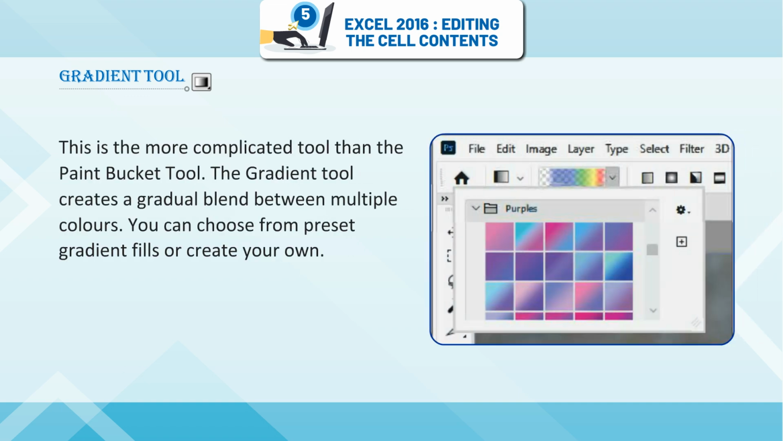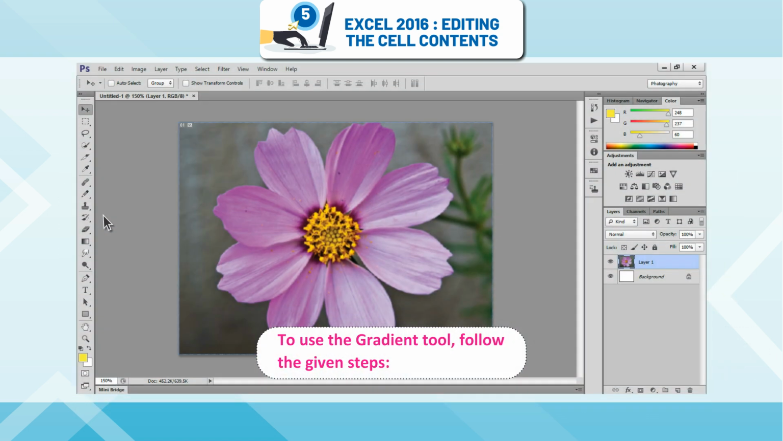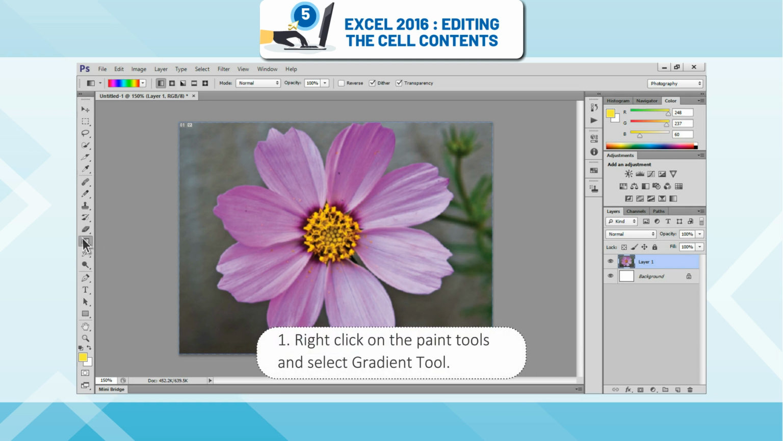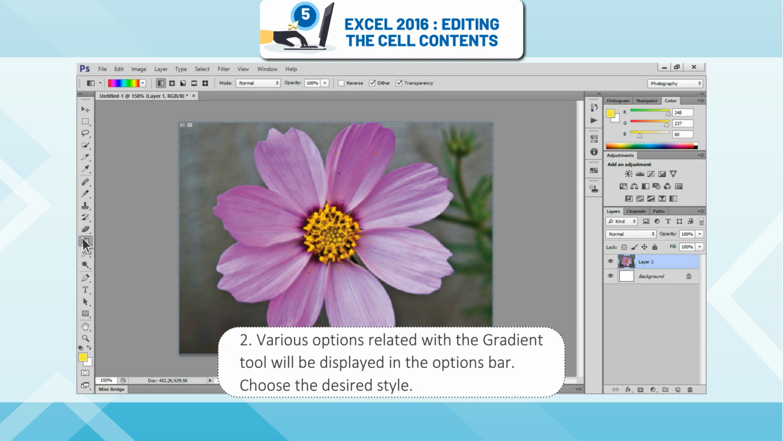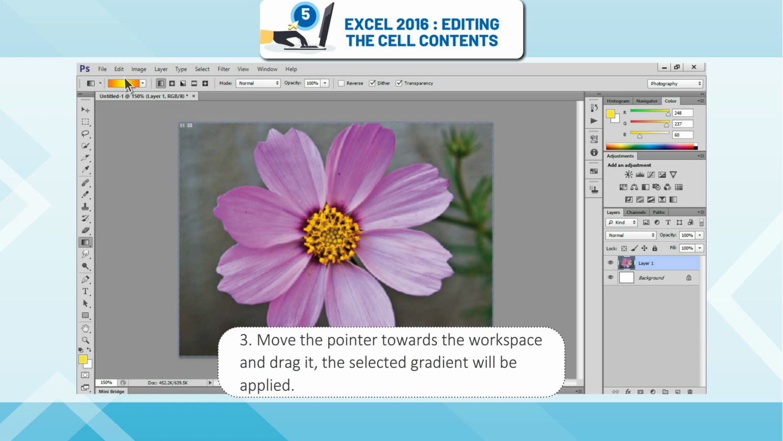Gradient tool. This is a more complicated tool than the paint bucket tool. The gradient tool creates a gradual blend between multiple colors. You can choose from preset gradient fills or create your own. To use the gradient tool, follow the given steps. Right-click on the paint tools and select Gradient tool. Various options related to the gradient tool will be displayed in the options bar. Choose the desired style. Move the pointer towards the workspace and drag it. The selected gradient will be applied.